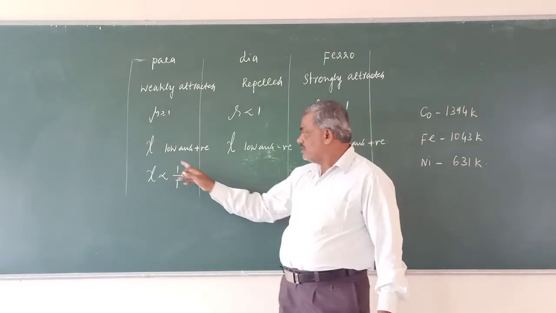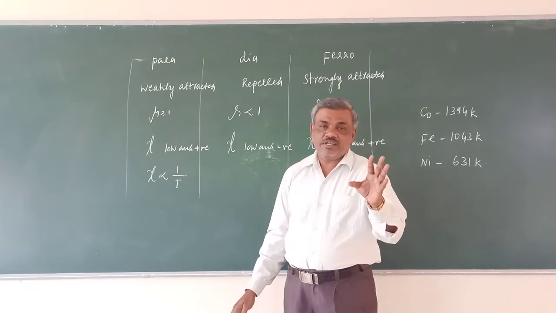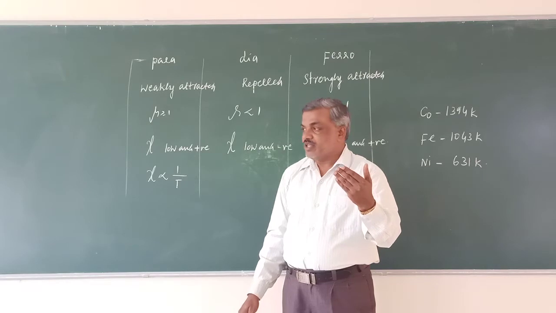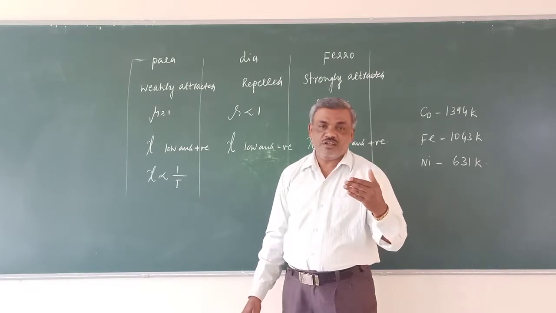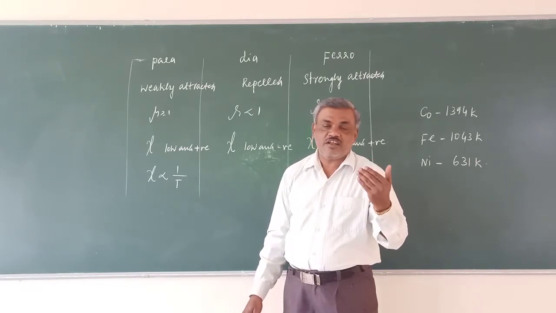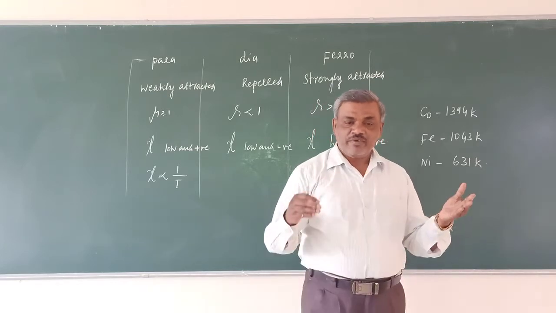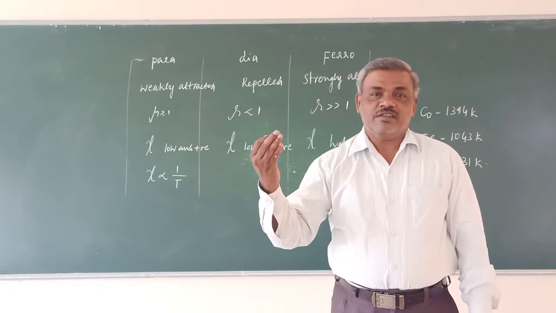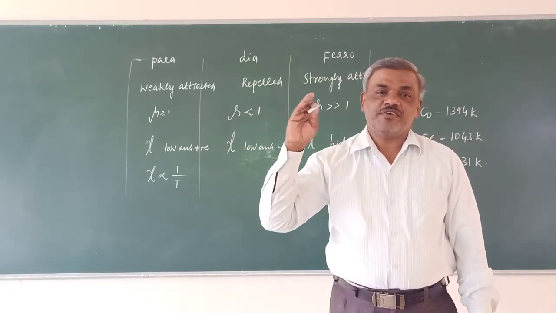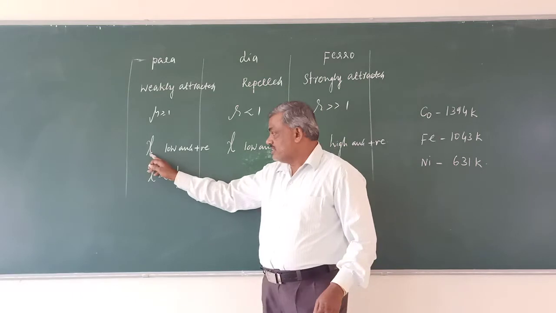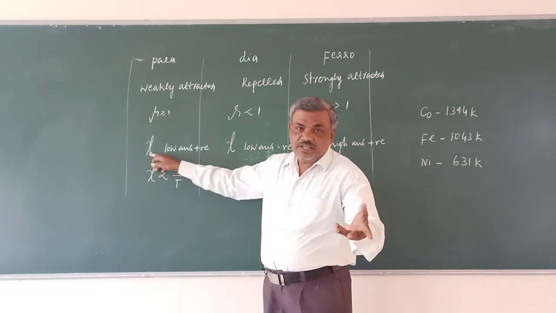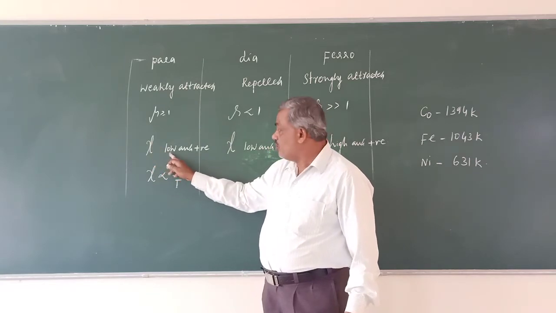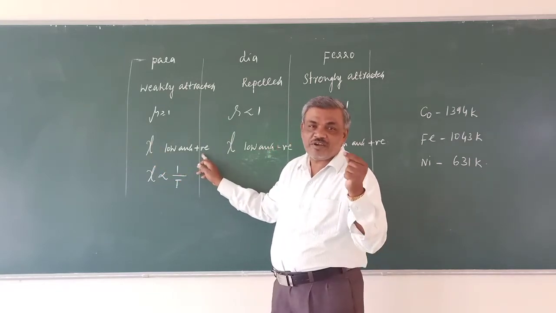And point 3, this symbol represents susceptibility. Last class I told you what magnetic susceptibility is: the ratio of magnetization to the magnetic field intensity is called magnetic susceptibility. Magnetic susceptibility is used to measure the ability of the specimen to get magnetized. The susceptibility of paramagnetic materials is low and positive. This is a very important point.